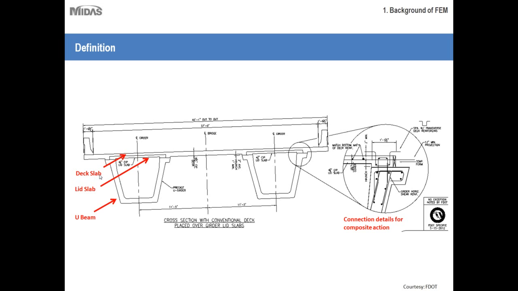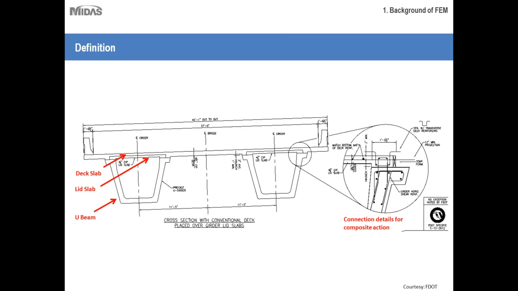And this is a typical cross section that you are looking at for a two girder system. This particular section comprises three parts. You can see this is the U beam. Then there is a lid slab on top of it, which is cast at a later date, and then we have the deck slab on it. Now the reason why the lid slab is there is primarily to provide torsional rigidity to the structure.